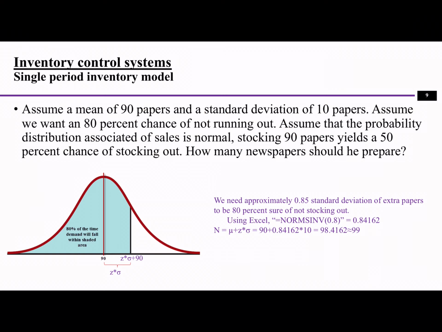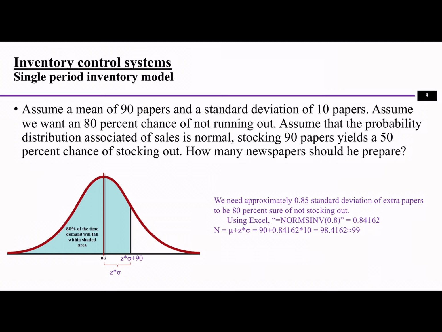All right, next let's look at an example as we discuss different inventory models. The simplest one is the single period inventory model. Assume a mean of 90 papers and a standard deviation of 10 papers, for example someone selling newspapers. Assume we want an 80% chance of not running out. So 80% is given to you. Here we call it the service level, right? It's the probability, 80%, of not running out.